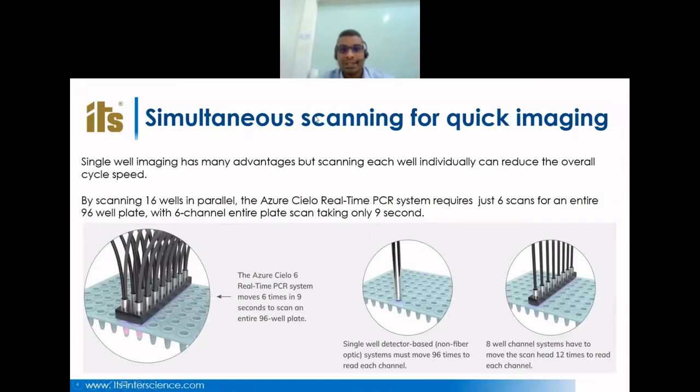All right. Simultaneous scanning for quick imaging. So you know the Azure Cielo scans 16 wells at a time. Okay, so to scan an entire 96 well plate, the Azure will only have to perform 6 scans. You'll have to move 6 times, and it can accomplish the 6 scans in 9 seconds for all 6 channels. So it's quite fast. It basically means your runs on the Azure will be faster than other regular qPCR instruments.